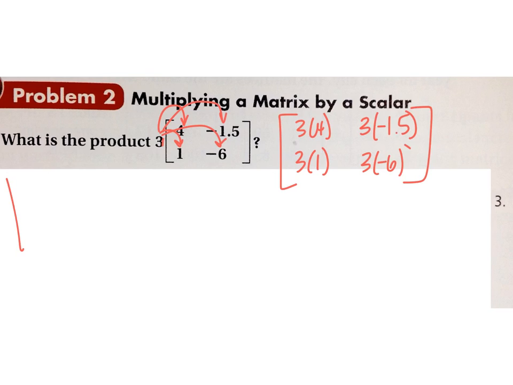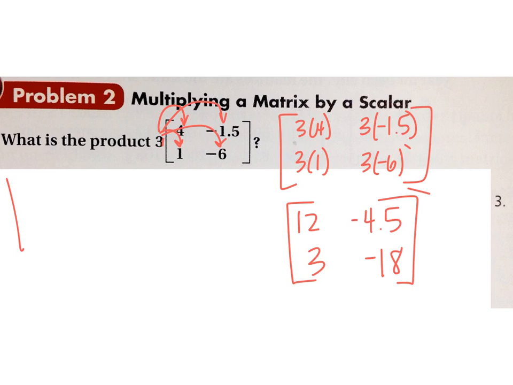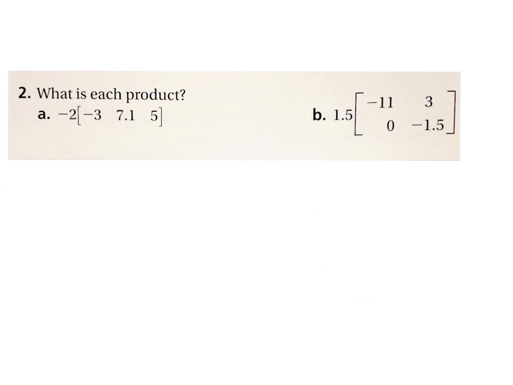So that's going to be 12, 3, negative 4.5, and negative 18. Okay? Really easy. Let's let you try. Go along with me if you want to, or pause it and try it yourself.